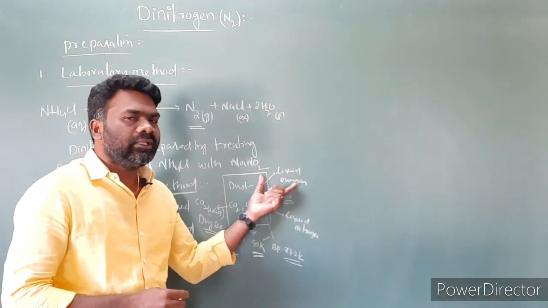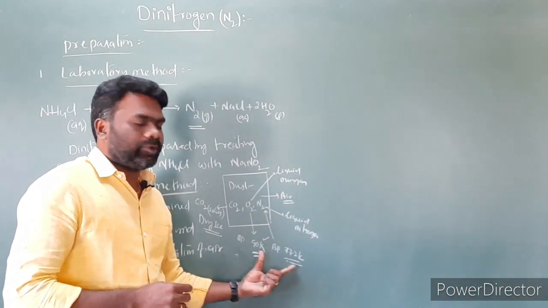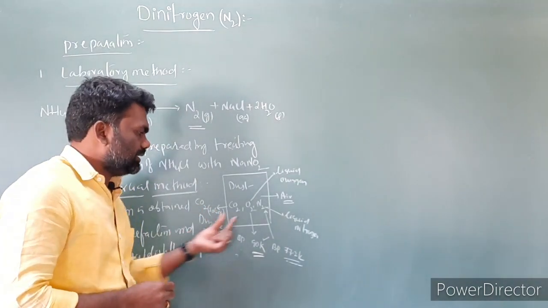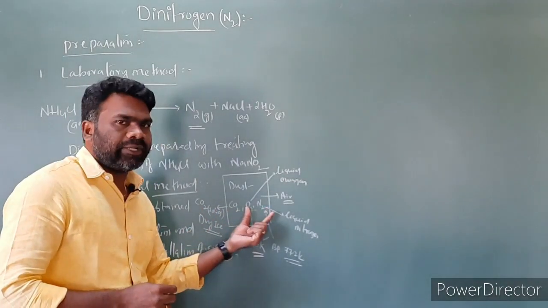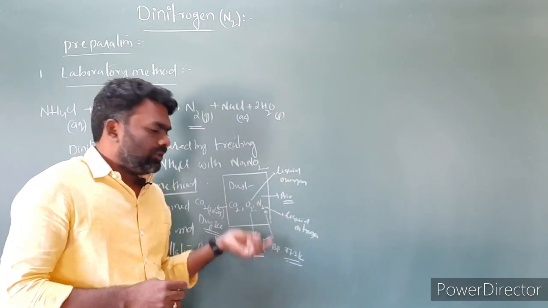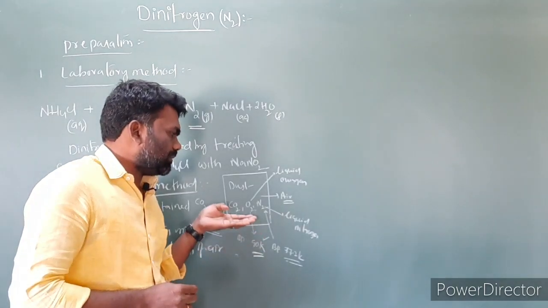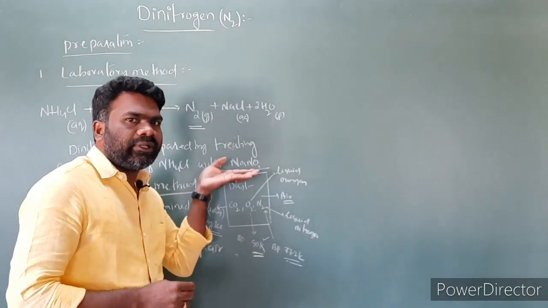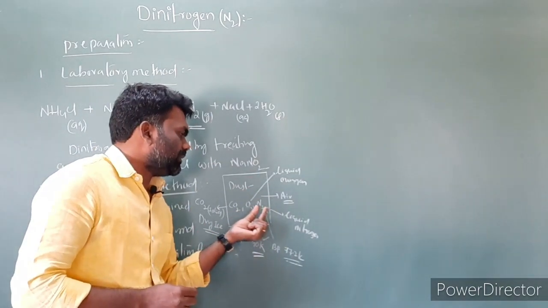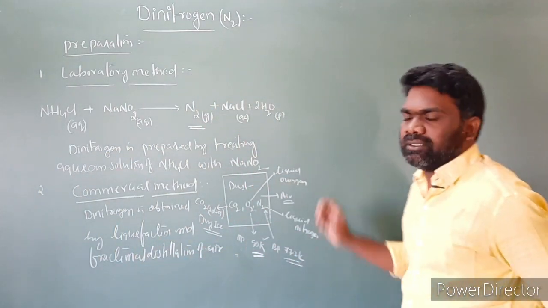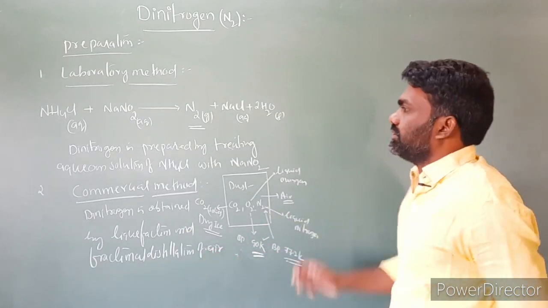First we are converting the air into liquid form. Carbon dioxide is separated as dry ice. Remaining we have oxygen and nitrogen in liquid form. So we are raising the temperature. When the temperature reaches 90 Kelvin, the oxygen is converted into gaseous state. Then we are able to separate oxygen and nitrogen. So this is a commercial method of preparation of nitrogen.